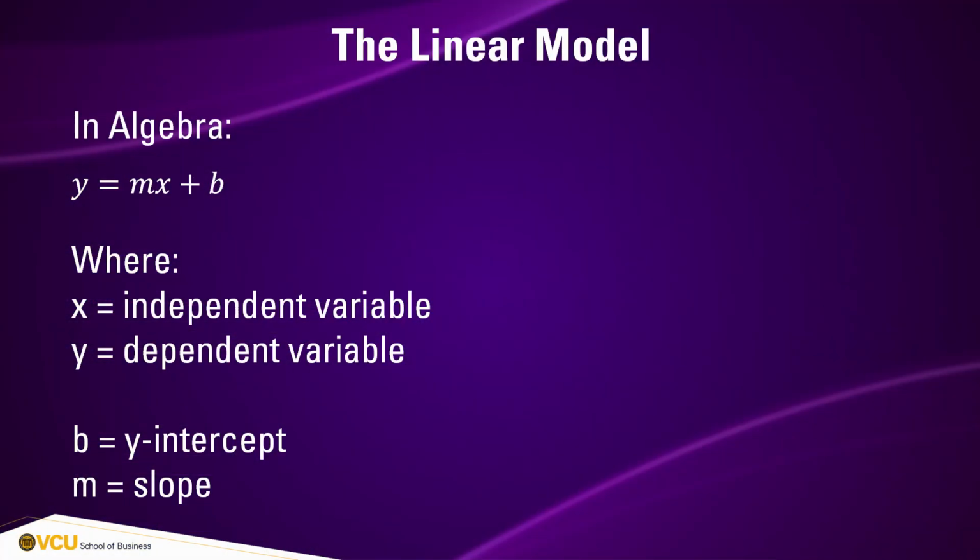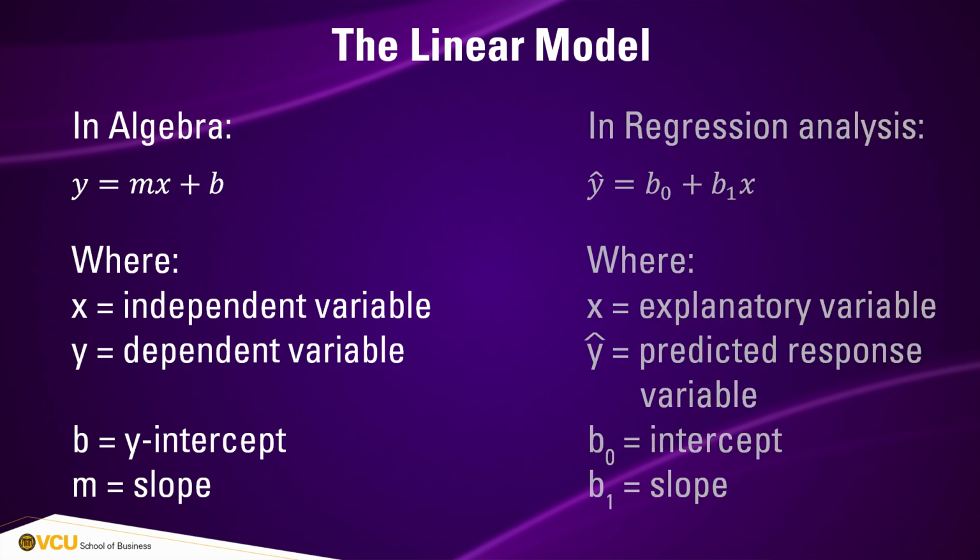In algebra, we learn how to describe a straight line on a pair of axes with the equation y equals mx plus b, where x is the independent variable, y the dependent variable, m the slope, and b the y-intercept. In regression analysis, we do just as much, only we call x the explanatory variable or predictor, and y hat the response or predicted variable.